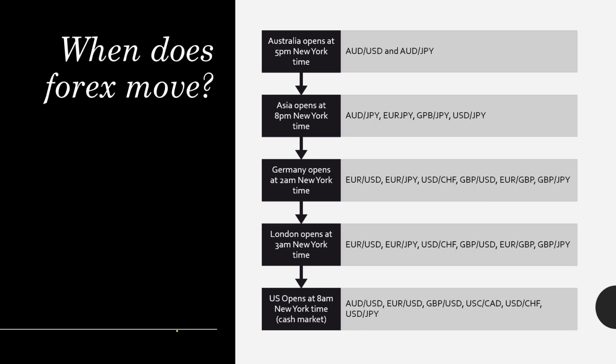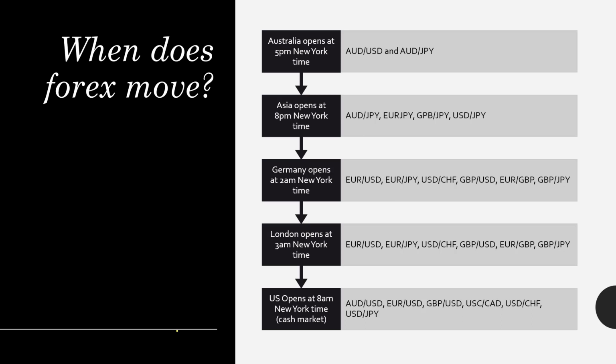Asia opens at 8 p.m. New York time. That means you could look at the Aussie yen, the Euro yen, the British pound yen, and the USD JPY. Germany opens at 2 a.m. New York time. And of course, you could trade any of the European currencies as well as the Swiss franc and the British pound. London opens at 3 a.m. and again, that opens up all of the European currencies, including the British pound, the Swiss franc, and the euro.